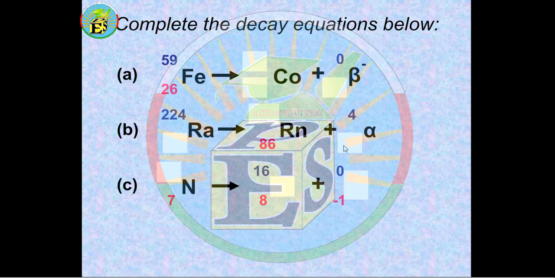Also here we have an alpha particle, with 4 mass number and atomic number 2, so 2 plus 86 must equal 88. And the mass number, will it change or not? Yes, 224 minus 4 must be equal to 220, and so on, like this.